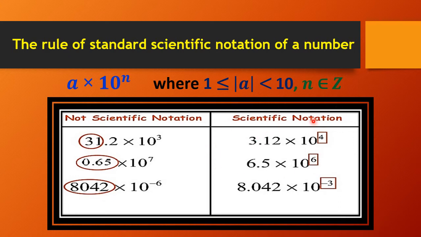What about these numbers? They are in scientific notation form because the whole number here, 3, is between 1 and 10. The whole number here, 6, is between 1 and 10. The whole number here is 8, between 1 and 10. And all these numbers are multiplied by 10 power n, with integer powers, like 4, 6, and -3.